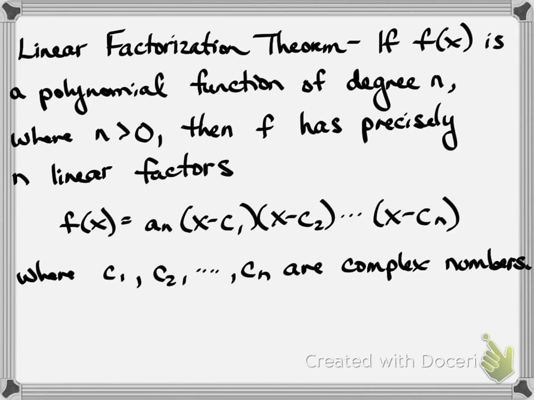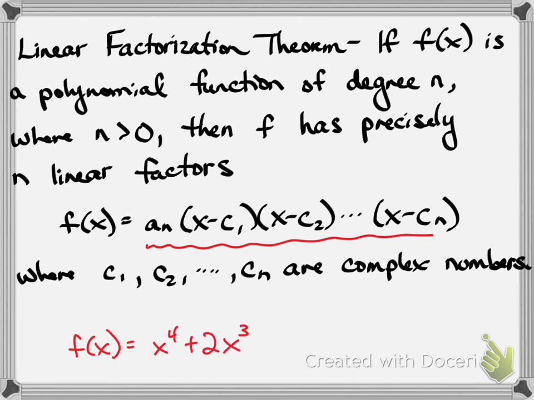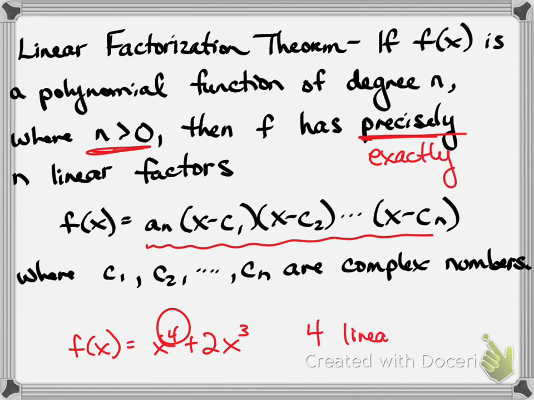Then f has precisely n linear factors. So if you have this polynomial, let's say we had this. That's our polynomial. Our degree is 4. So this says as long as that 4 is greater than 0, which it is, then we have precisely, exactly n linear factors. So we have 4 linear factors.